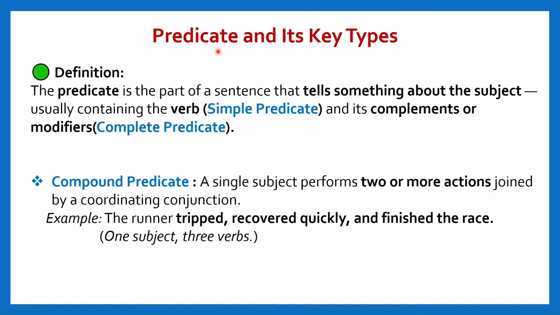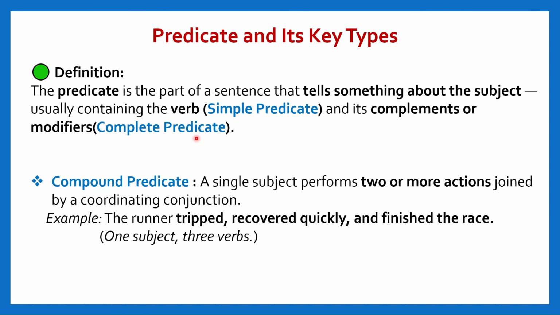Now let's move to the other half of the sentence, that is the predicate. What is a predicate? We all know this definition. The predicate is the part of a sentence that tells something about the subject, usually containing the verb, which is simple predicate, and its complements or modifiers, which is complete predicate. So in simple words, if the subject tells us who or what the sentence is about, the predicate tells us what happens or what is said about that subject.